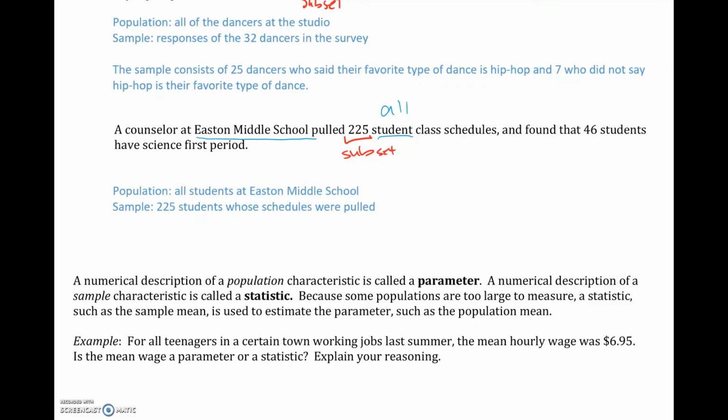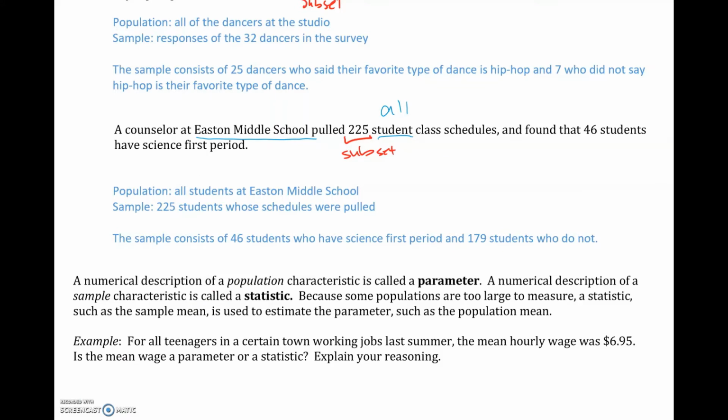All right, so there we go. The population is all the students. The sample is just the 225 student schedules that the counselor looked at. And what did the information tell us? Well, it tells us of the 225, 46 of them had science first period, which means 179 did not, right? So that's, again, the face value information we got from this sample data. And there we go. So that's the description of the sample.